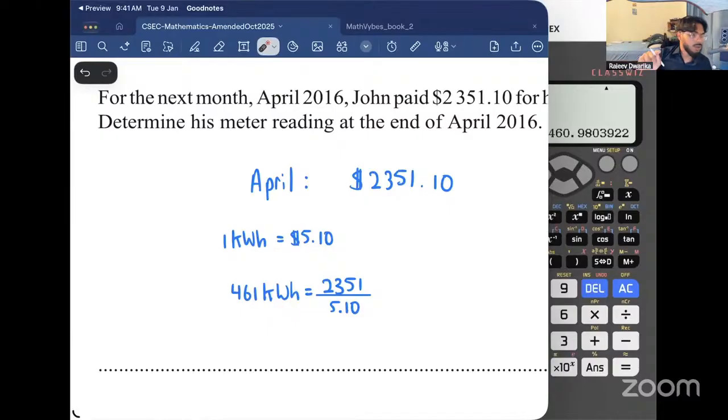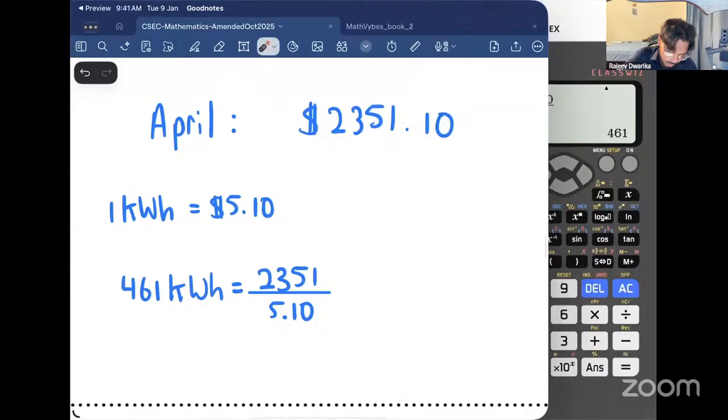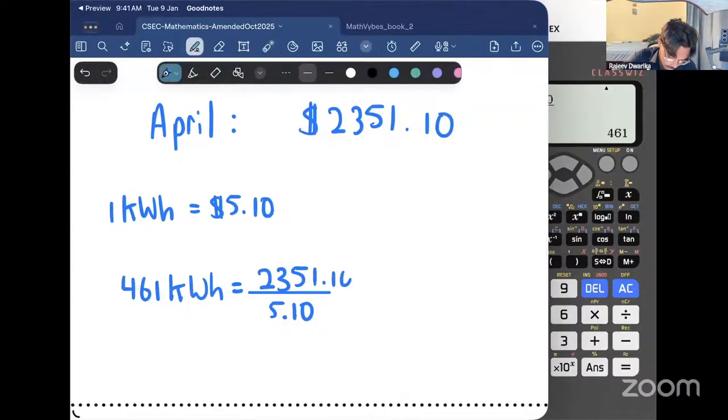Virginia, I saw that you had your hand raised. Talk to me. Oh, I didn't get a decimal. Oh, I forgot the 0.10. My bad. Oh, it's okay, sir. Yes, 461. I apologize, guys. It's okay, sir. Yeah, 0.10.